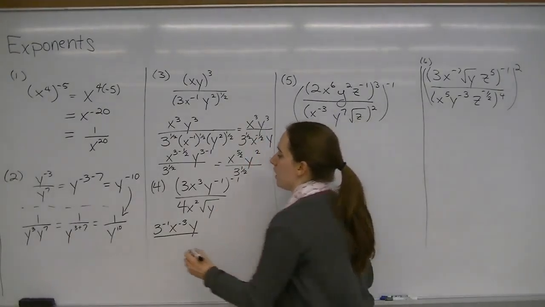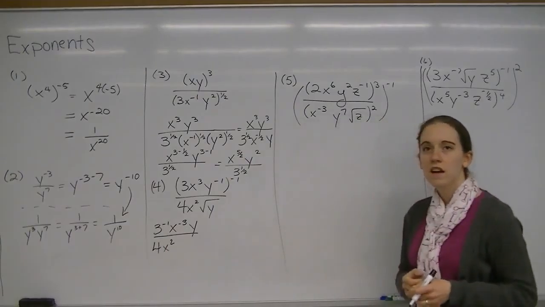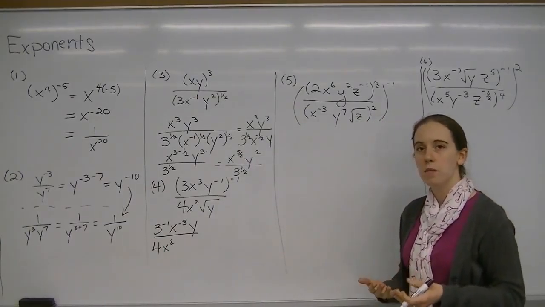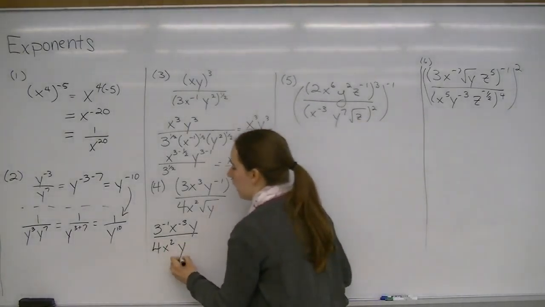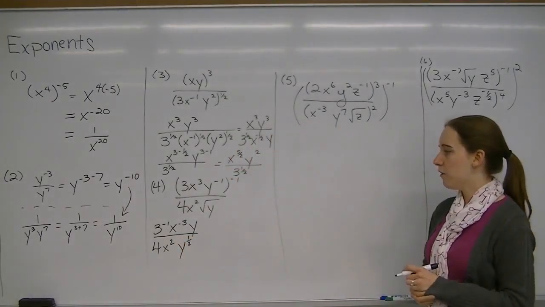Then the bottom is all set, except that I have a square root of y in there, and the square root of y isn't going to help me with exponent rules unless I write it as an exponent. So I get my exponent of 1/2.